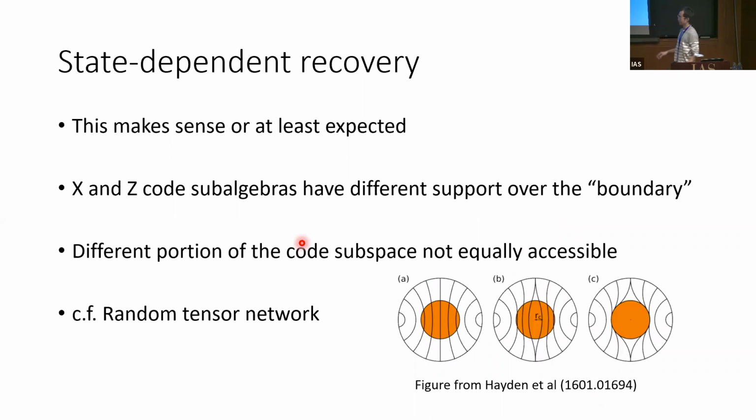Here, the reason we're seeing this, I would like to just mention briefly, is that the intuition is that different portions of the code subspace are not equally accessible to you. So the part that's logical 0 and logical 1, those are accessible on the subregion, whereas if you are in some other parts of the code subspace, that's not accessible on the subregion. And this is a similar underlying mechanism that gave you the kind of behavior in random tensor networks.